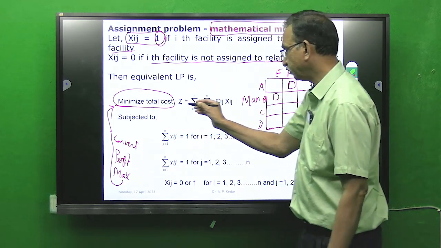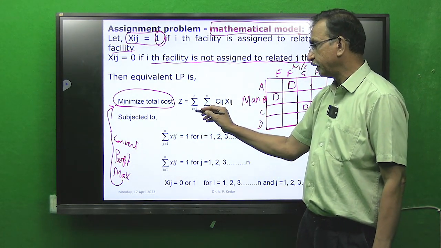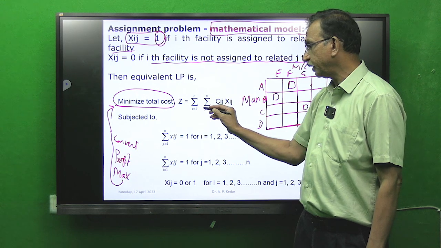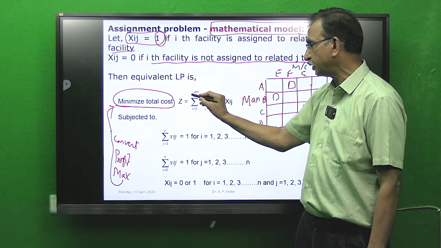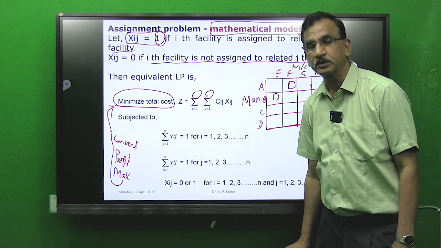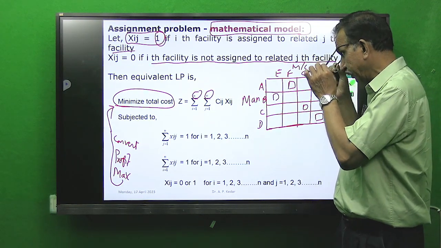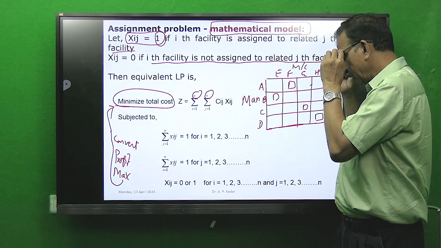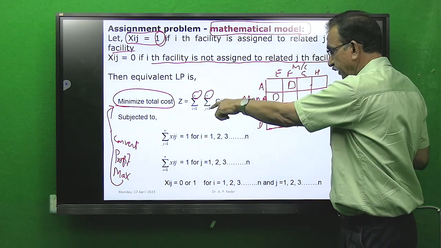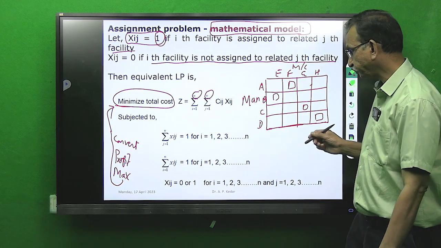So when it is assigned, the minimum total cost is given as a double summation, i ranging from 1 to n, j ranging from 1 to n. Here you can find n because of the main condition, that it has to be a square matrix. Since the condition is a square matrix, the number of rows ranges from 1 to n and the number of columns also ranges from 1 to n.